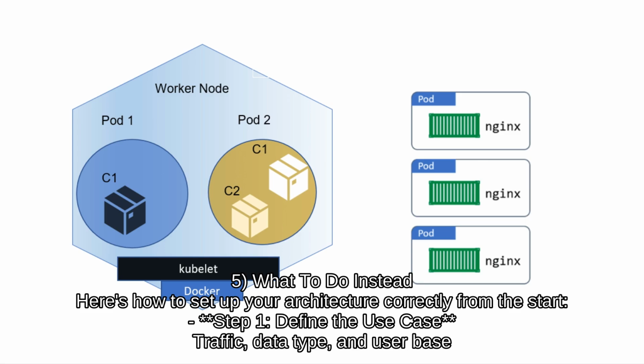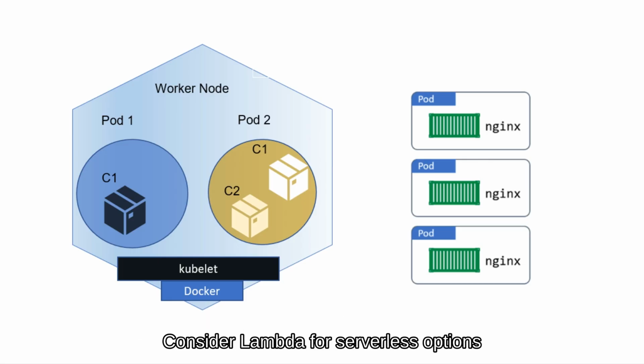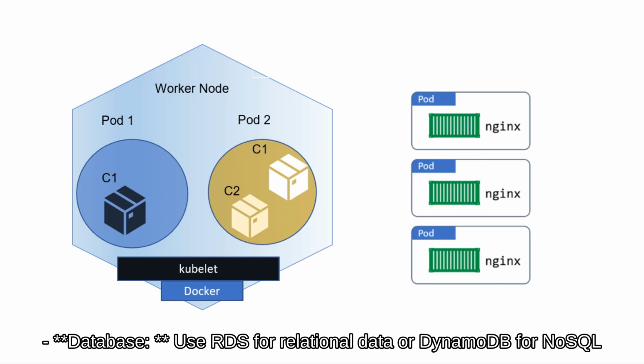What to do instead: here's how to set up your architecture correctly from the start. Step 1. Define the use case: traffic, data type, and user base. Step 2. Choose the right services. Compute: start with EC2 for basic needs. Consider Lambda for serverless options. Database: use RDS for relational data or DynamoDB for NoSQL.